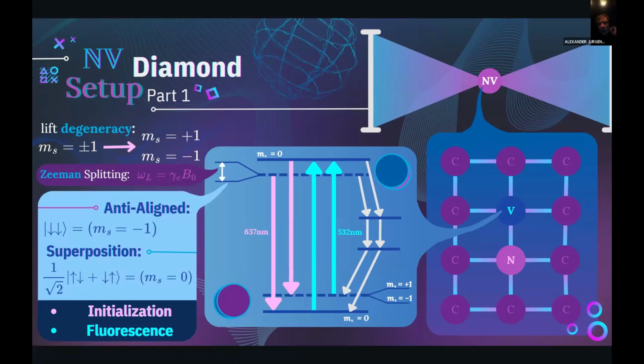And depending on whether it's in the 0 or the 1 state, you get a different decay process, leading to one state being dark when you point a camera at it, and one state being bright when you point a camera at it, which is ultimately what lets you read out the qubit. So move on to the next slide.